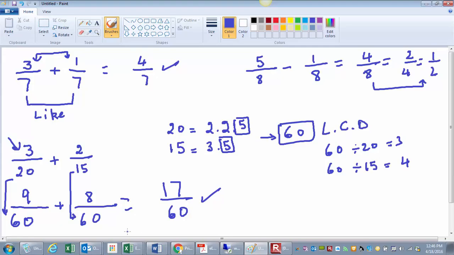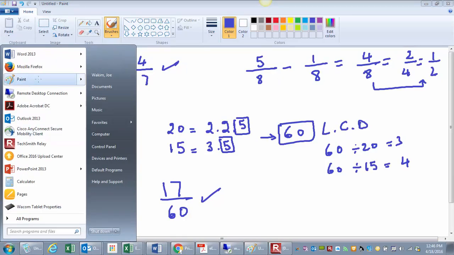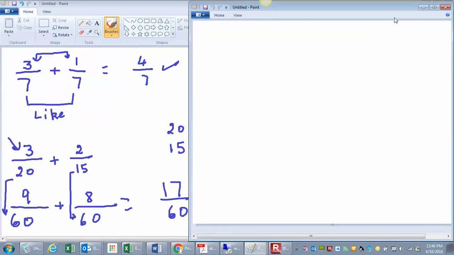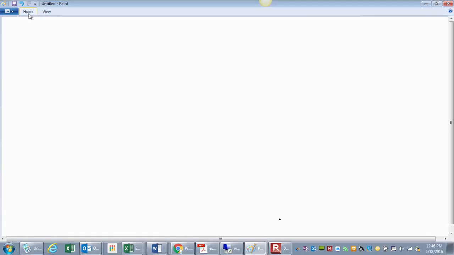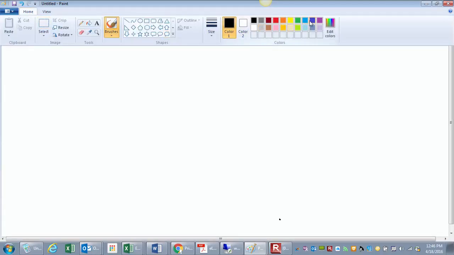Okay, let's take another example. And let's try this time to subtract two fractions with different denominators. Here are two fractions. 7 over 16 minus 2 over, let's see, 9.